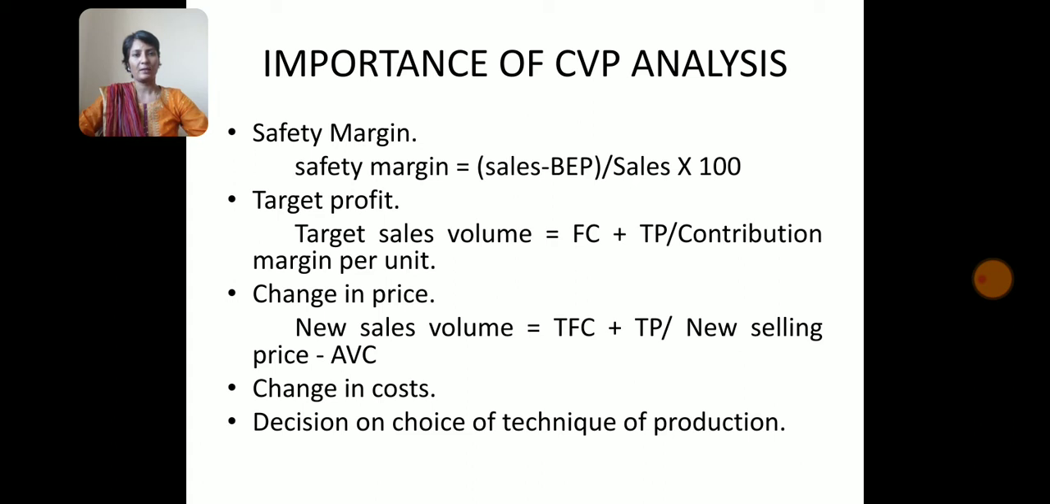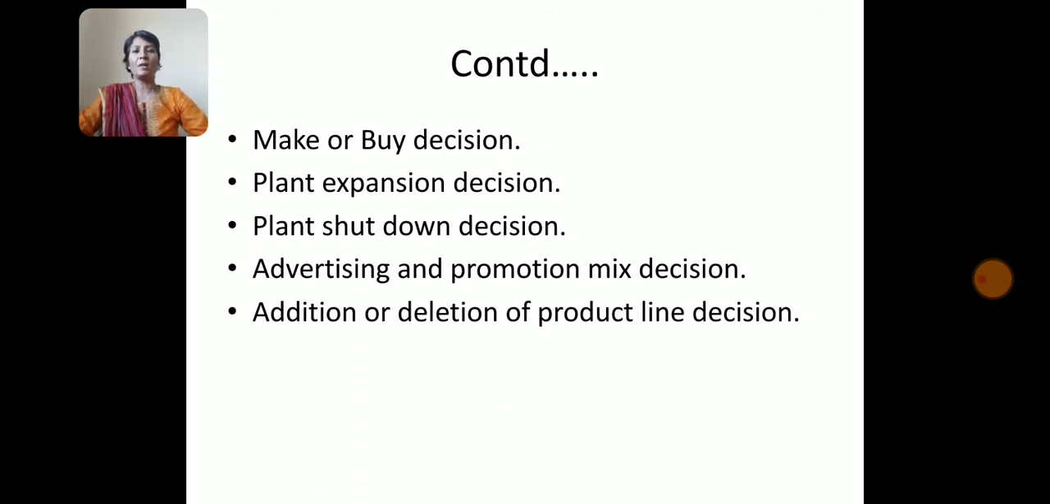The next point here is decision on choice of technique of production. The break-even analysis is the most simple and helpful in case of decision on a choice of technique of production. By showing the cost of different alternative techniques at different levels of output, the break-even analysis helps the decision of the choice among these techniques. The next one here is make or buy decision.